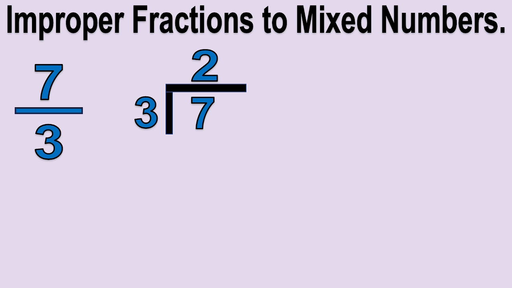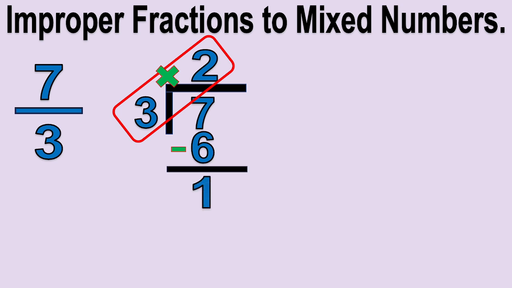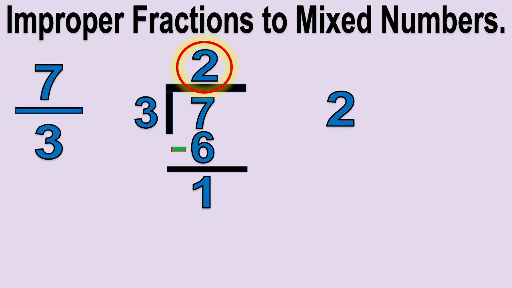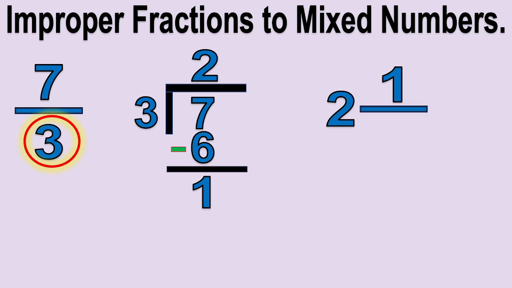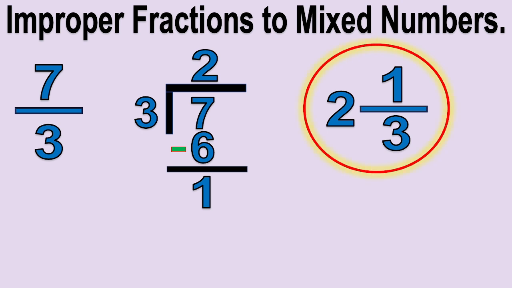Now multiply the answer and the divisor. 3 times 2 equals 6. Subtract. 7 minus 6 equals 1. Now, the quotient 2 will be the whole number. The remainder 1 will be the numerator. And the 3 here will be our denominator. So the answer is 2 1/3.